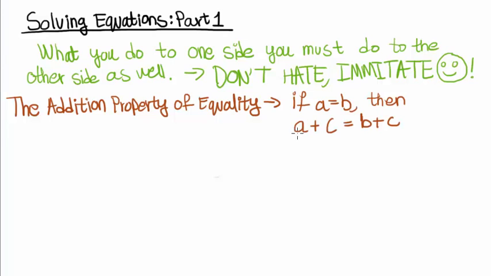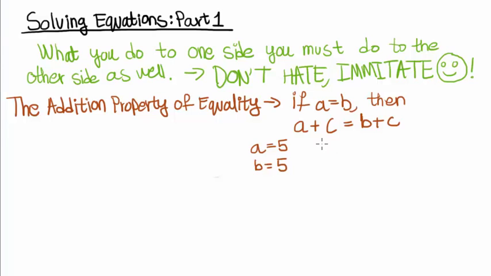So in this case, a and b are the same exact number, and c is another number. So if I add c to a and I add c to b, I will get the same number on both sides. An example of this is, let's say that a is equal to 5. And since a is equal to b, that tells me that b is also equal to 5 because a and b are the same number.